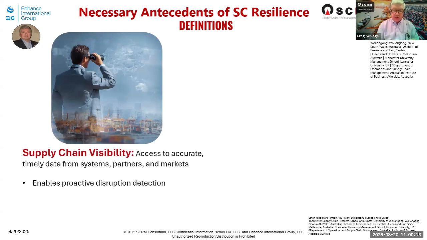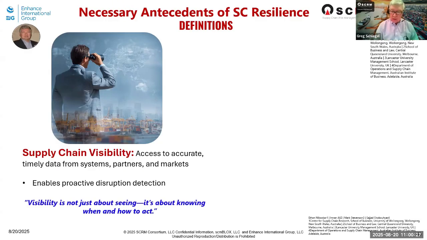Let's just talk supply chain visibility. That's one of them. What is that? Access to accurate, timely data from systems, partners, markets. Of course, it enables proactive disruption detection. We all talk about that. But what is it really? Visibility is not just seeing, but knowing what you see, when to see it, and how to act.